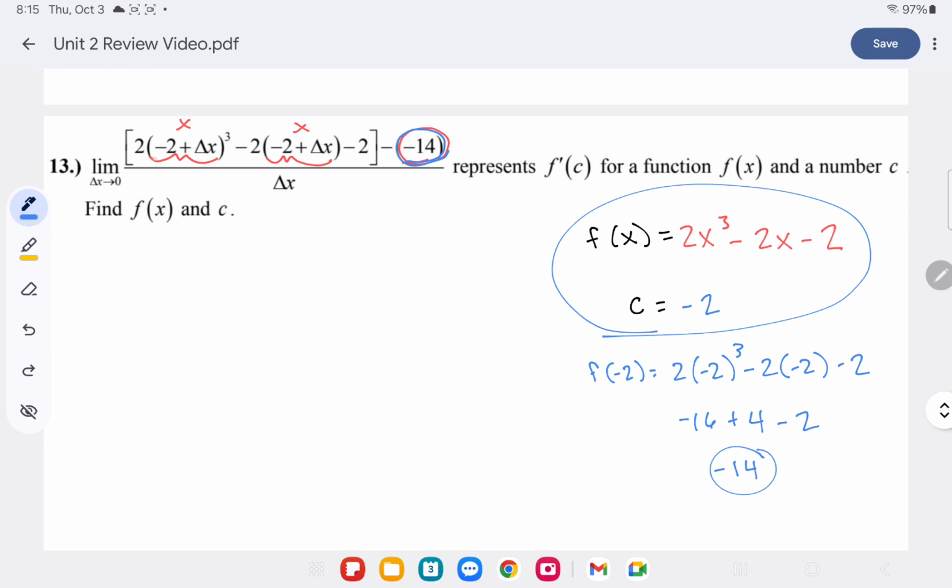So you just kind of have to imagine what they're substituting for x. And then stick an x there instead. 2x cubed minus 2x minus 2.